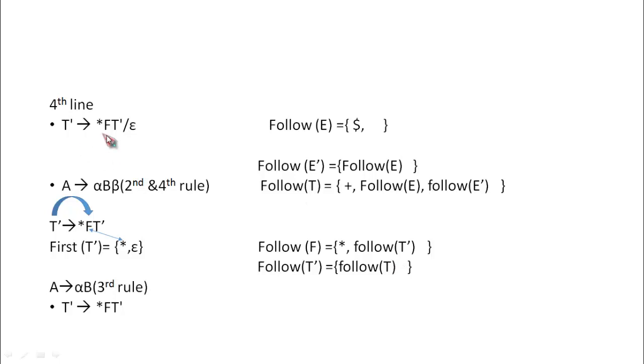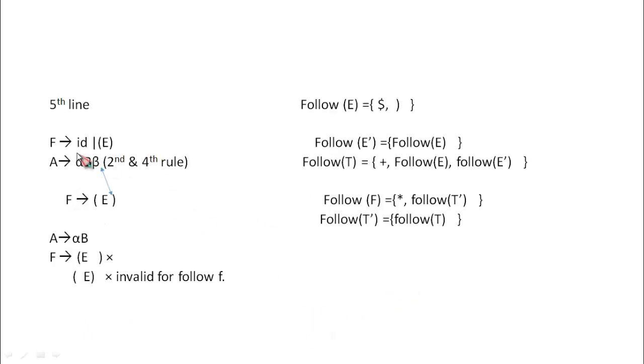So the fourth line, T prime implies multiplication F T prime or epsilon. Epsilon is not valid, so we work with the other symbols. So the first of T prime is multiplication and epsilon, multiplication is already put in follow of F, first of beta, and there is epsilon, so follow of A will be placed in follow of B, that means follow of T prime is placed in follow of F. And for the third rule, follow of T prime placed in T prime is the same, so we do not put it here.